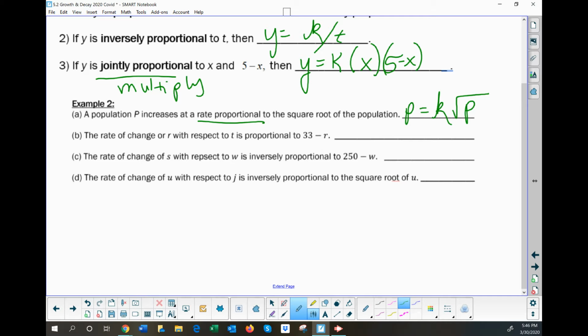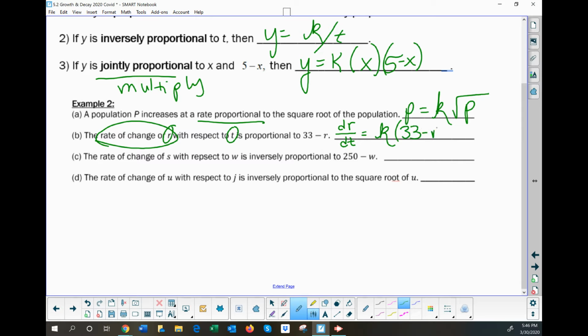Oh, actually, hold on. The next one changes, doesn't it? It says the rate of change of R. Ooh, how do I express a rate of change? A derivative. The rate of change of R with respect to time, so that immediately told me dR/dt, is proportional, there's my k, proportionality constant, proportional to 33 minus R. Now, if you want to try the next one, go ahead.